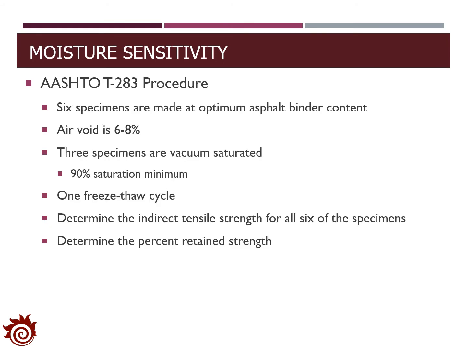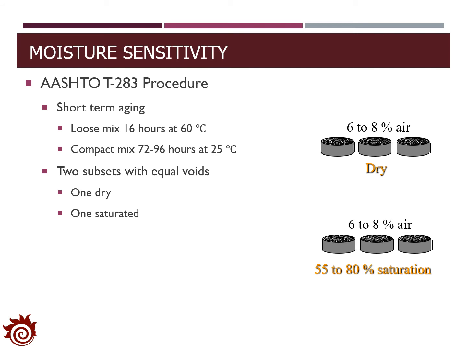In the moisture sensitivity analysis, we will prepare 6 specimens at optimal asphalt binder contents, which is defined in the 3rd step. The air voids is set at 6 to 8%. Among these specimens, 3 of them are vacuum saturated. The minimum saturation rate is 90%. Also, we will apply 1 freeze-thaw cycle to the specimen. We need to determine the indirect tensile strength for all the 6 specimens and identify the percent retained strength from the test. Here are more details about the sensitivity analysis. First, we will try to reproduce the short-term aging effect to the specimens.